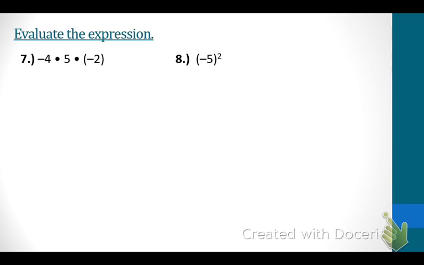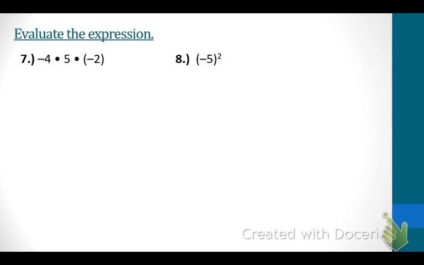Okay, the next one asks us to evaluate the expression. I want us to look at that before anything else. Is the answer going to be positive or negative? Positive. Why is it going to be positive? Because there are 2 negatives. There's an even amount of negative numbers. There's a couple ways that you could do this. Sometimes people say, let me get rid of the negatives, so they would multiply this negative times that negative. What do you get? 8. Then I would still have to bring down my times 5. What's 8 times 5? 40. So that's the correct answer.